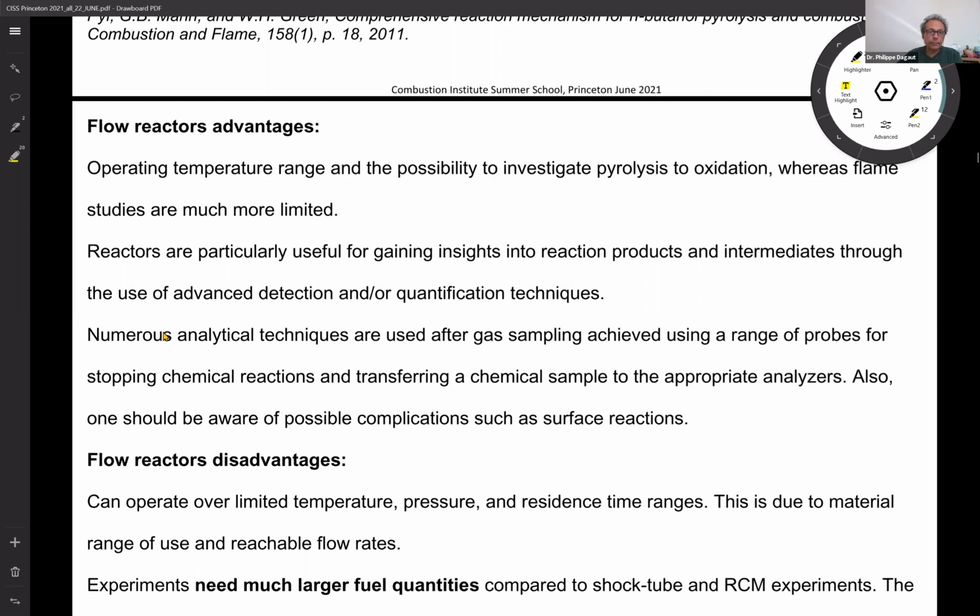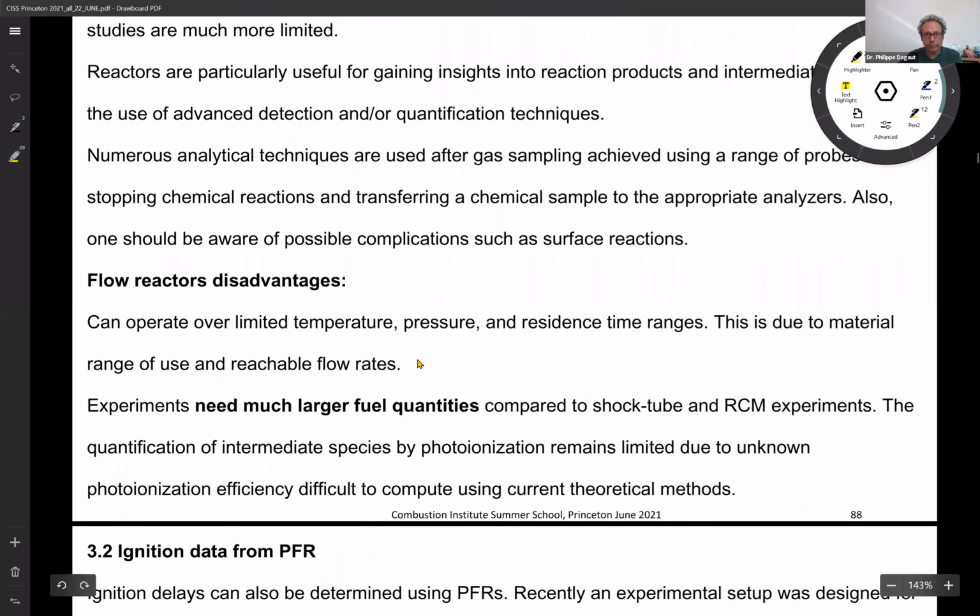What are the main disadvantages? Well, they can operate over a limited temperature, pressure, and residence time. This is due to the material range of use and reachable flow rates. As I mentioned before, some of these materials, such as fused silica, cannot be used above, let's say, 1500 or 1600 Kelvin.